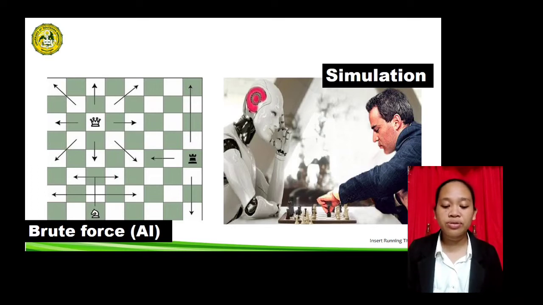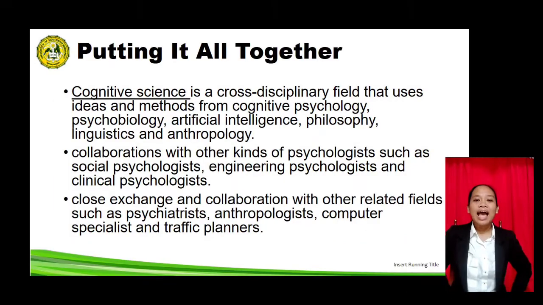Second, the simulation that looks at how chess grandmasters solve chess problems and then seeks to function the way they do. So, for example, that robot in the picture is a chess grandmaster. It is possible to combine the two approaches. It can simulate human performance but can use brute force as necessary to win games. And now let's tackle putting it all together.